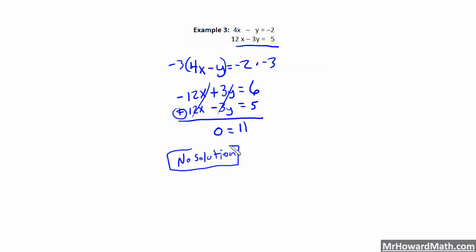So what does that mean about these two lines? Well, that means these two lines are parallel. They have the same slope. They will never intersect. Okay? Alright, so the answer here would be no solution. Let's move on to the last example, and we'll be done with this video.